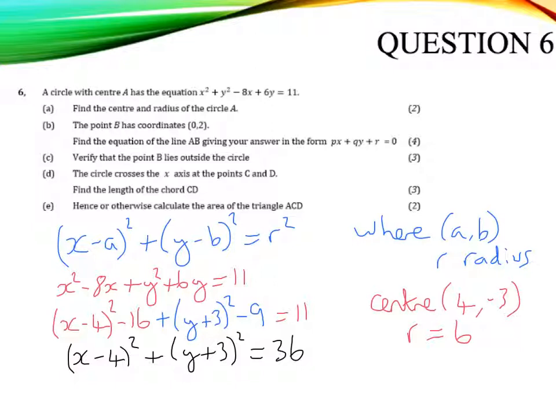Have I finished question 6a? Find the centre and radius of the circle A. Yes, I have. Okay, so I'm happy I've done that bit. 2 marks. Not too bad. Let's move on to part B.